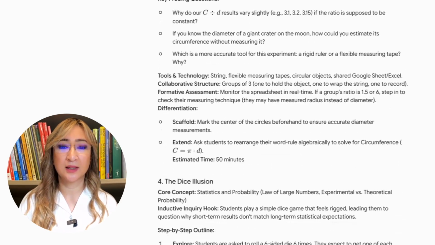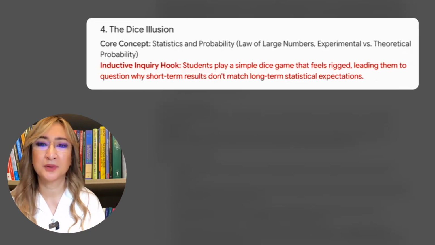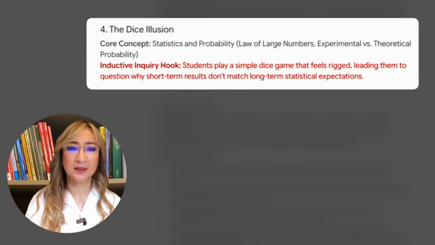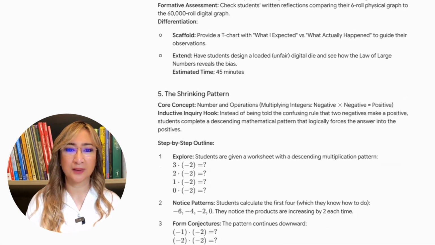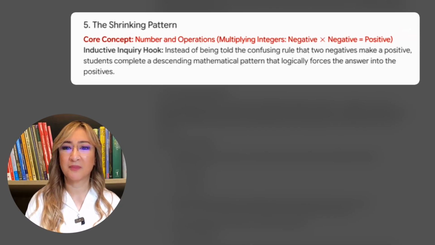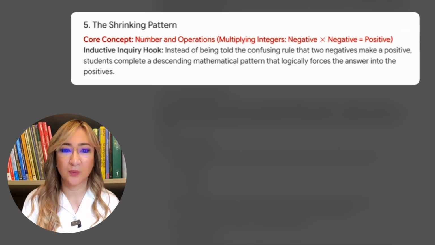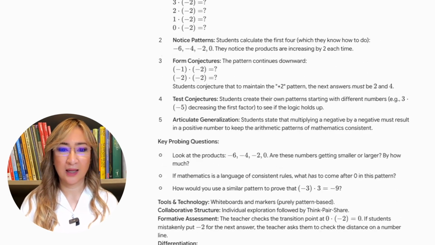The dice illusion. So looking at statistics and probability, and students play a simple dice game that feels rigged, leading them to question why short-term results don't match long-term. Yep. That's one that I've used as well. The shrinking problem. Yep. So number and operations, multiplying integers, negative by negative is a positive, and why? So looking at some patterns. Yep. This is one that I have used.